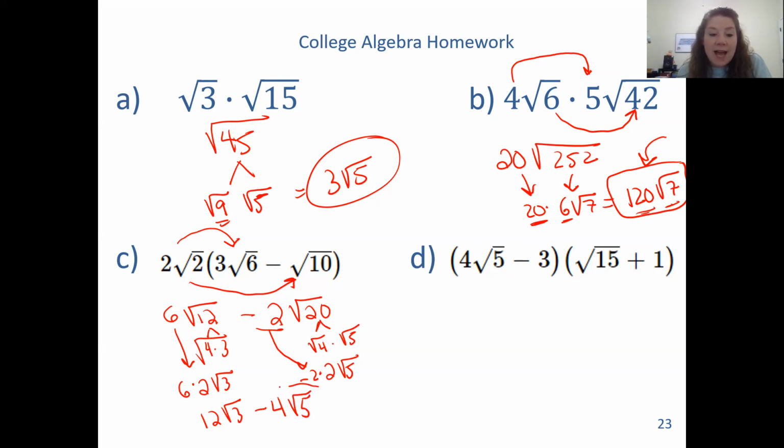Well, you know how you cannot add or subtract unlike terms? If these radicals don't match, that means these two numbers are unlike each other and you cannot do anything else to that. You're done.